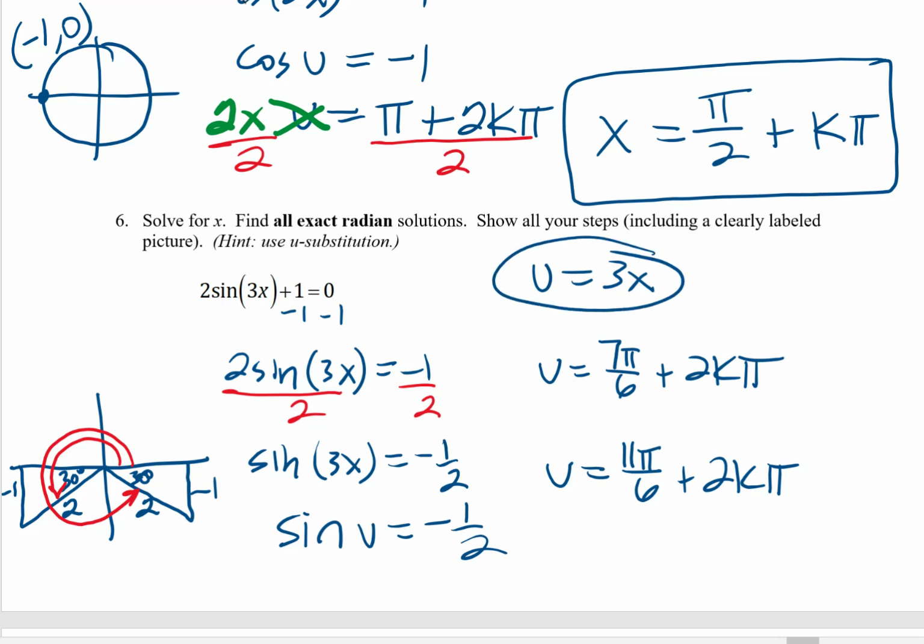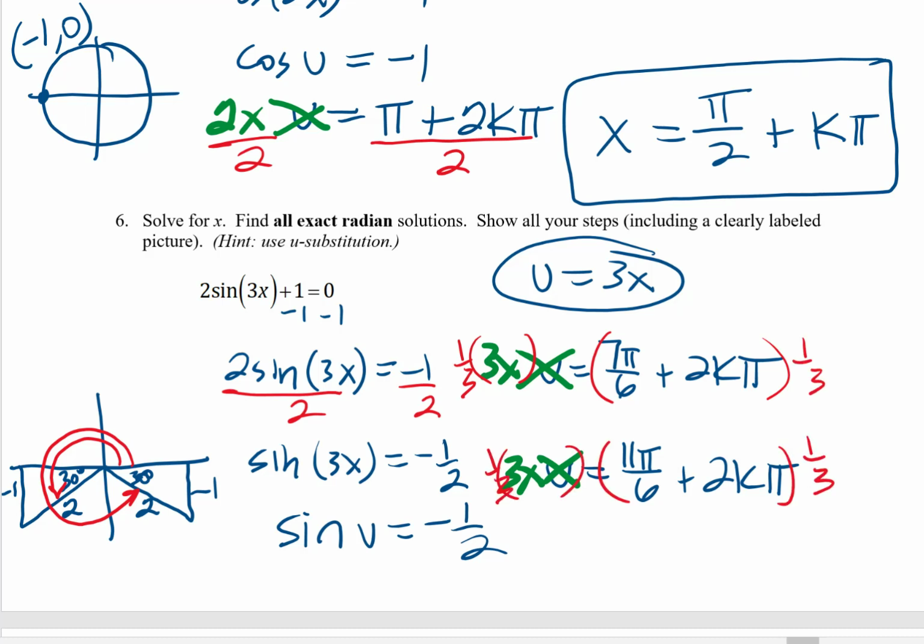But of course, u was something that we made up, and so then here at the end, we will substitute back the 3x. I'll need to divide everybody by 3. Since I have those fractions, it's probably easier to think of it as multiply everybody by 1/3. I'm going to end up with 2 lines of answers here. The first one comes from that first line. It'll be 7 pi over 18 when I distribute the 1/3 plus 2/3 k pi. 2 times 1/3 is 2/3. And then the other line will be 11 pi over 18 and also plus 2/3 k pi.